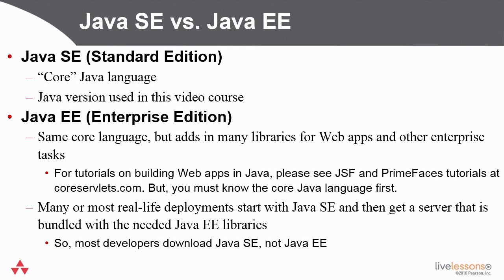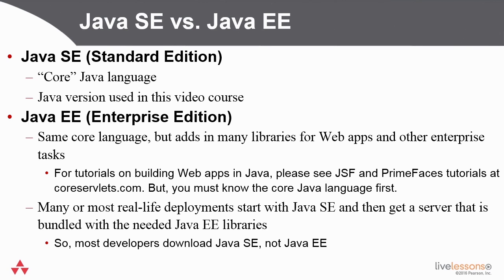If you want to learn Java programming, then of course the first thing you need is Java itself. The question, however, is which edition? There are two main editions of Java: Java SE, the standard edition, and Java EE, the enterprise edition. Java SE defines the core Java language, and it's the Java version used in this video course. Java EE is essentially Java SE with the addition of some libraries having to do with enterprise and web applications.